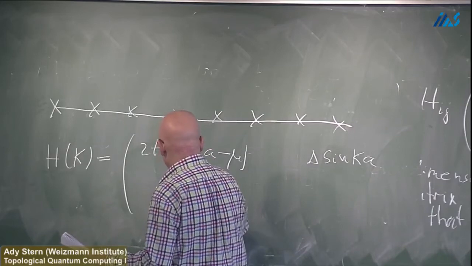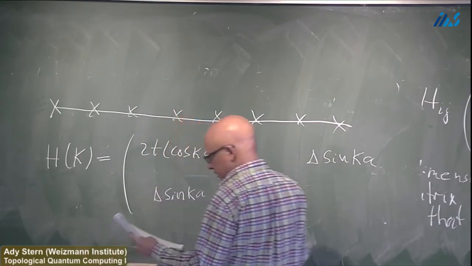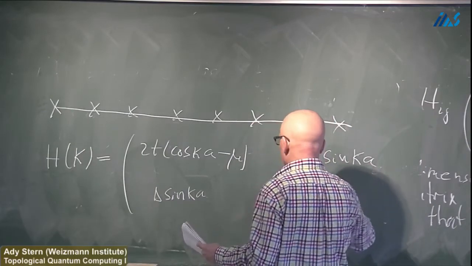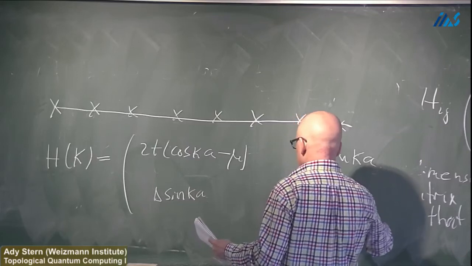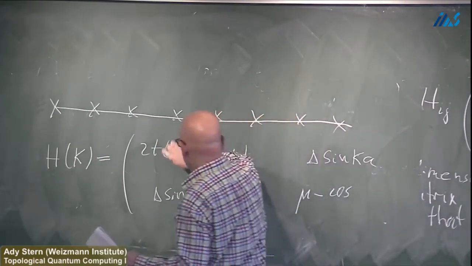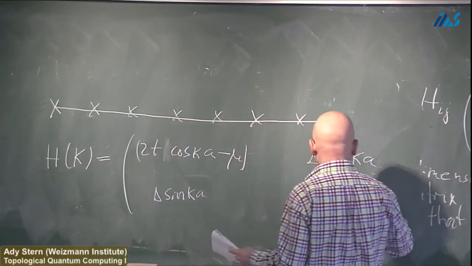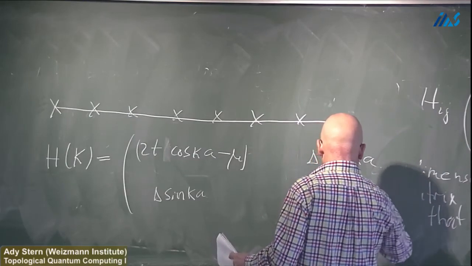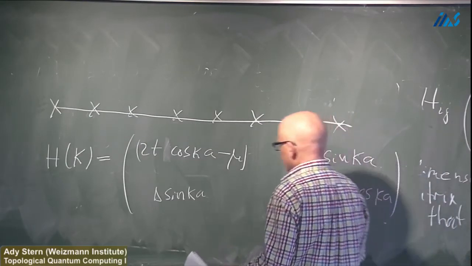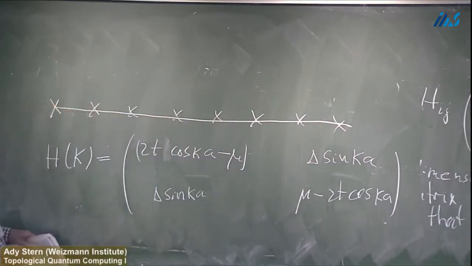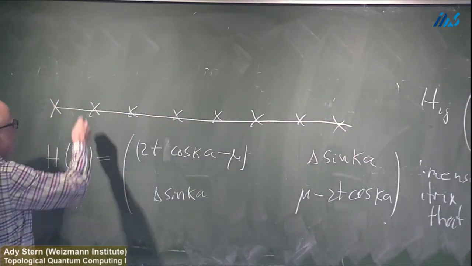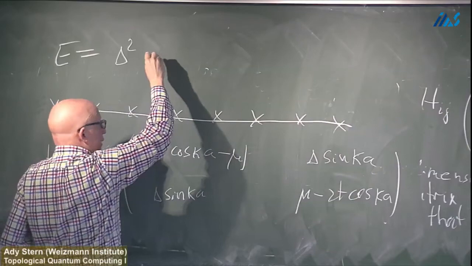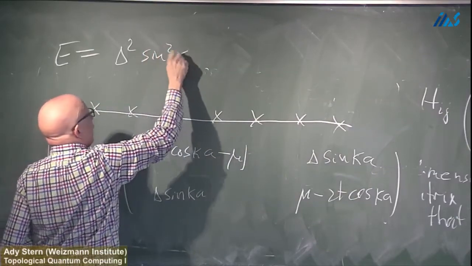delta sine ka, and I make the assumption that delta is real, and here it's minus h0 as we had before, so it will be mu minus 2t cosine ka, and it's easy to calculate the eigenvalues of this Hamiltonian. You find that they are delta squared sine squared ka.